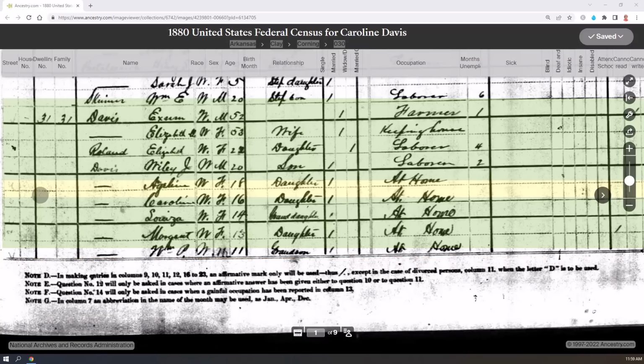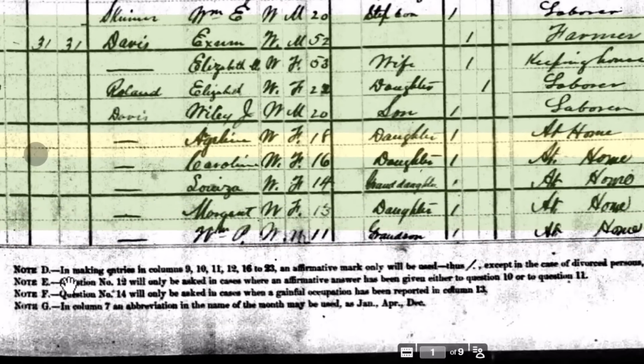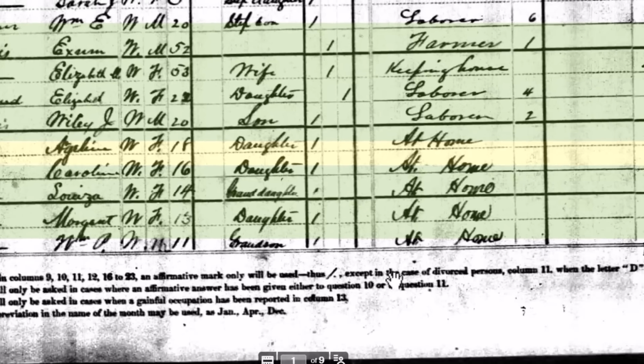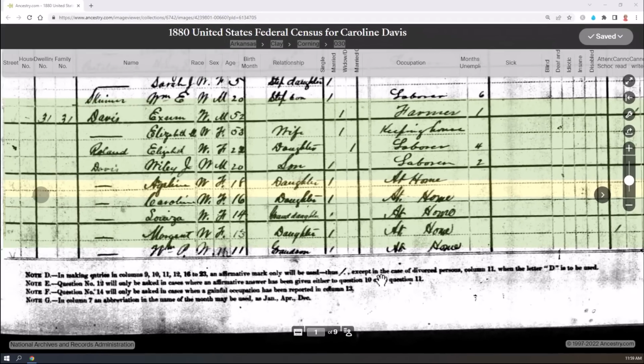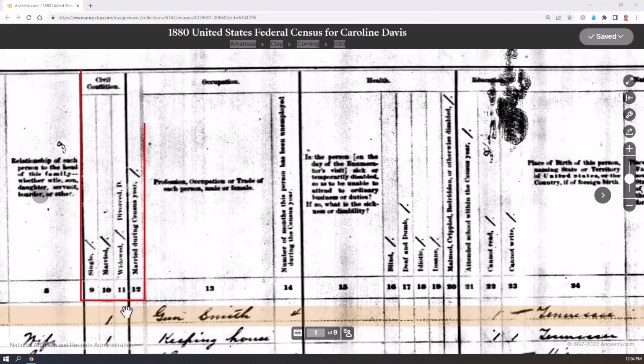about this family. So if we note here, it says, note D, in making entries in columns 9, 10, 11, 12, 16 to 23, in the affirmative mark only will be used, with the exception of a case of divorce where a person in column 11 would be marked with a D. Okay, so we're going to go to the top of the page and take a look at that. Columns 9 through 12 have to do with marital status, single, married, widowed, or married within the census year. 16 through 23 have to do with disabilities.